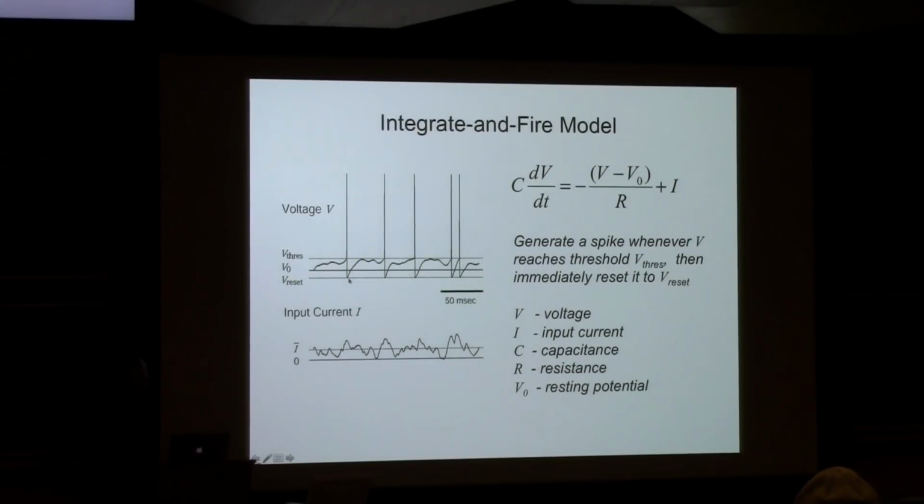We know in reality that the voltage goes up because of the sodium channel and goes down because of the potassium channel. But here, it doesn't care. It just goes up and then goes down. Once you go down to here, you go back to the equation again. It becomes linear again, and whenever you reach the threshold, you have a spike again, just like that.